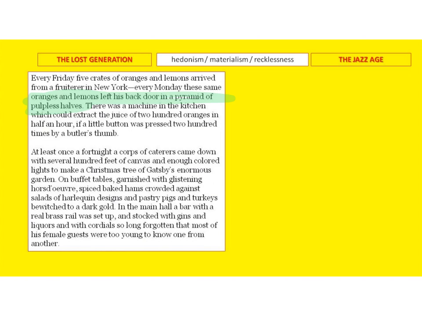Of course, there ain't no party like a Gatsby party. Look at the exotica here, look. Spice-baked hams, pastry pigs, turkeys bewitched to a dark gold. A little hint at the wealth and the money on show here. A real brass rail, not fake. This is the genuine item, and stocked with gins and liquors and cordials so long forgotten that most of his female guests were too young to know. So everything on tap here, things you have never seen in this land of wonder and hedonistic excess.